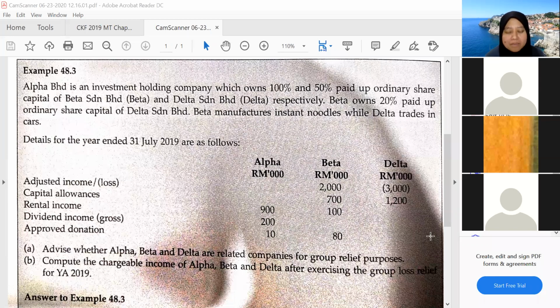Okay, that's part A. Part B, compute the chargeable income of Alpha, Beta, and Delta after exercising the group loss relief for your assessment 2019. So now who should take the group relief? Then you have to do some calculation. What you have to do now? Can I give you 10 minutes to do some calculation and then we can discuss the answer? Okay, doctor. Okay.